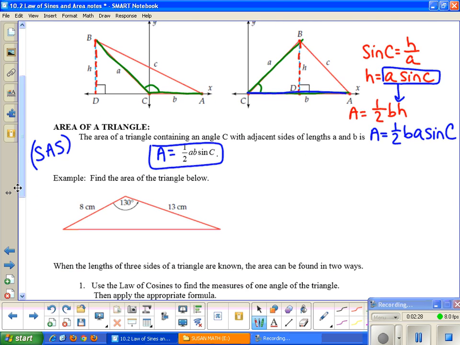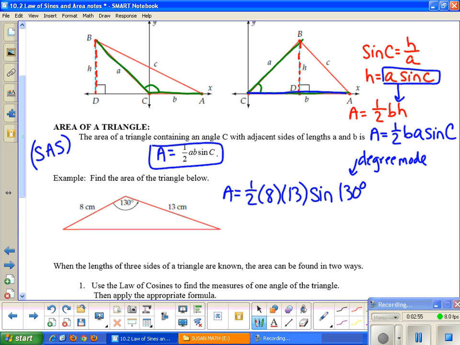For example, to find the area of this triangle, the area is going to be equal to 1/2 times the sides, which is 8 times 13, times the sine of 130 degrees. Make sure your calculator is in degree mode. When you plug this into your calculator, you end up with an area equal to 39.83 square centimeters.